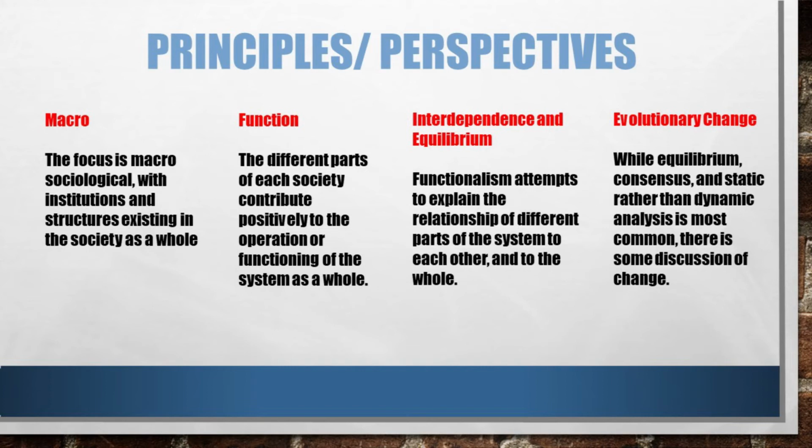Macro, because it focuses on sociological institutions and structures existing in society as a whole. Function, because different parts of each society contribute positively to the operation or functioning of the system as a whole. Interdependence and equilibrium, because functionalism attempts to explain the relationship of different parts of the system. And evolutionary change, because while equilibrium, consensus, and static rather than dynamic analysis is most common, there is some discussion of change.